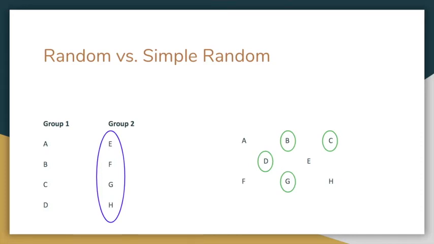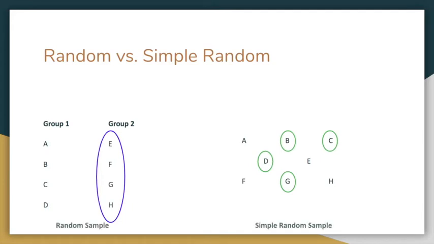Over on the right, I used a random method to select individuals, so every single sample of size 4 was possible. This happened to be the one that I got, but it's equally likely that I could have gotten, say, A, B, C, D, or A, D, G, F, or any possible combination of 4.